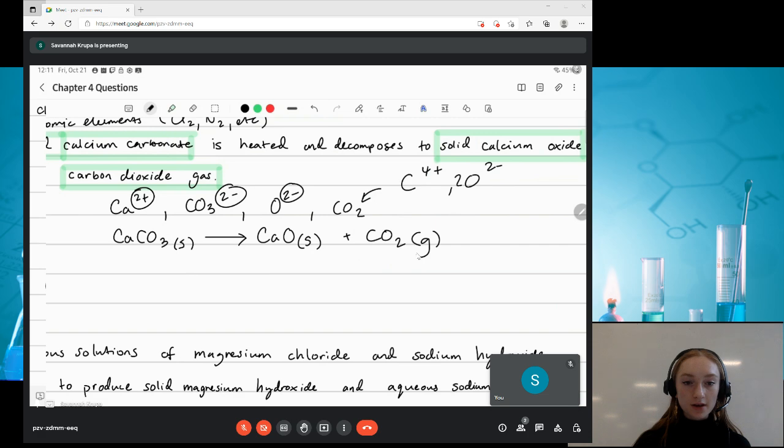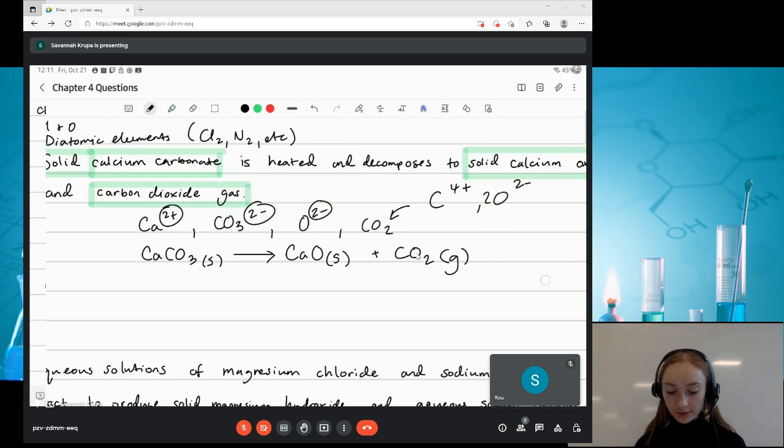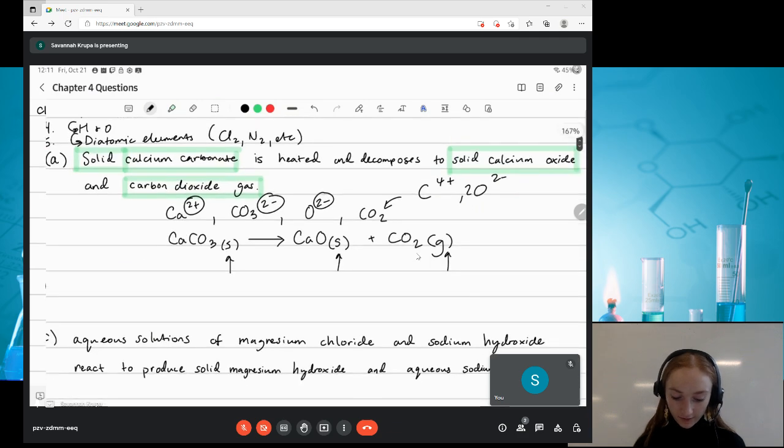So all of these compounds are neutralized. We understand how to count different ones to make sure it's neutral. And remember to put all the states of each compound or atom or gas or whatever you have. So let's work on 5C.